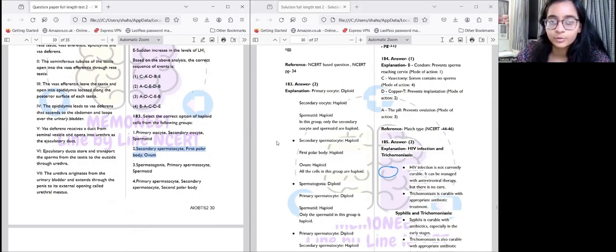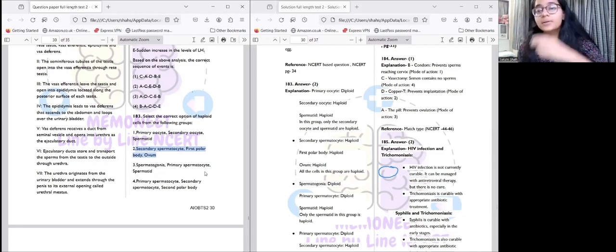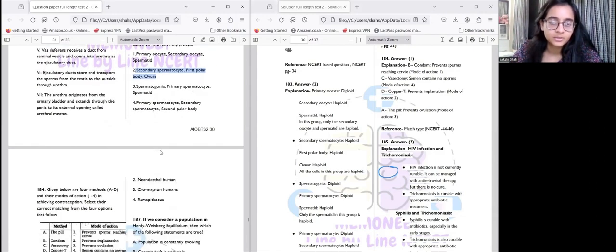Secondary spermatocyte is formed due to meiosis, so it's a haploid structure. Spermatids are again haploid structures, but they're formed due to mitosis, right? But they are formed from a haploid structure, so their constituents will remain the same. The genetic makeup will remain the same.